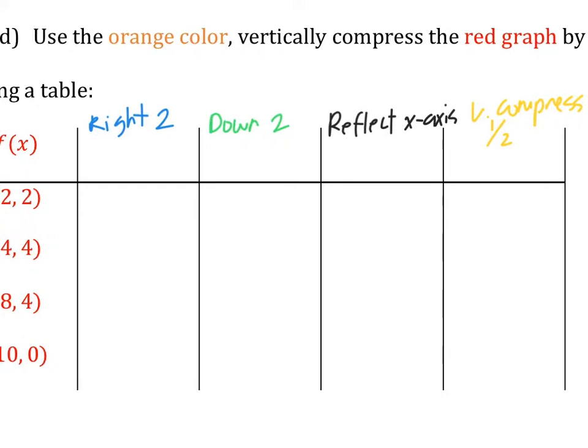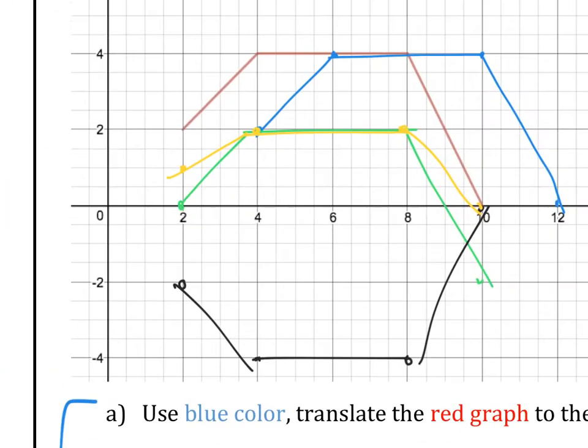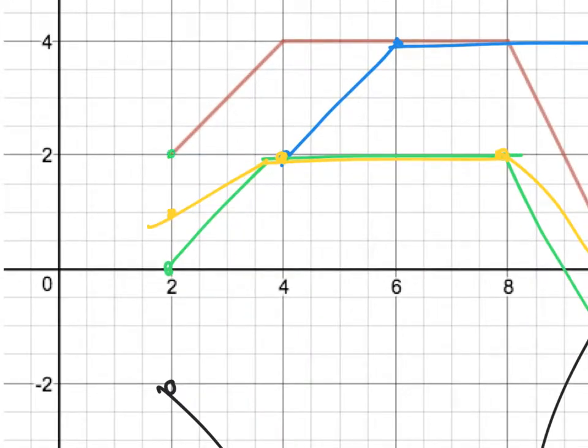Okay, so let's look at our green graph, down 2. If you look at the original graph, let's take, for example, this point. This point was (2, 2). When I moved it down, what did the coordinate become? (2, 0). So what exactly did I do to get to (2, 0)?